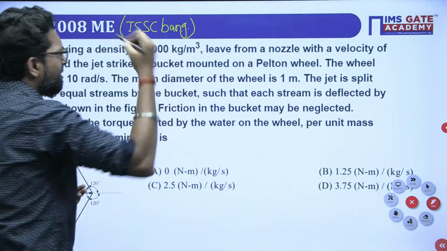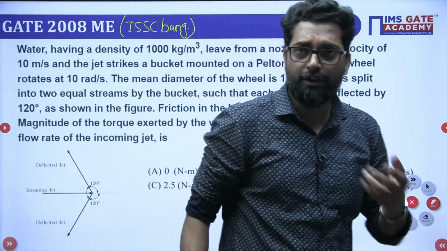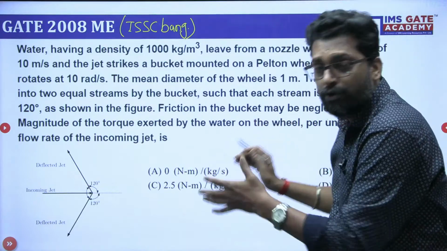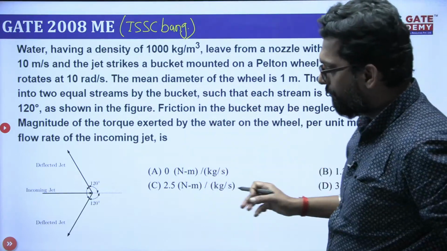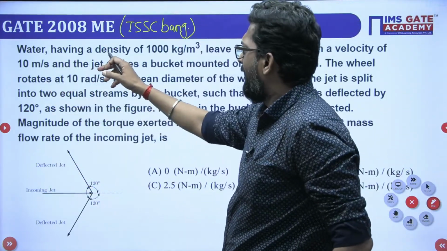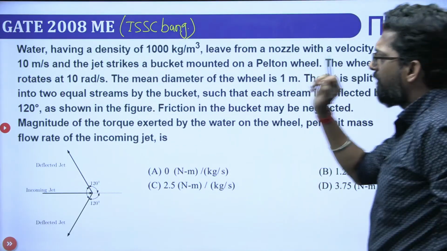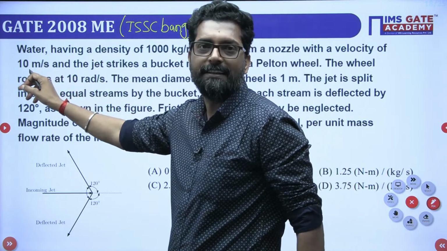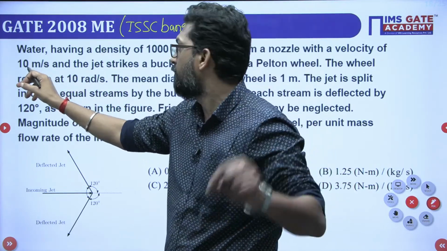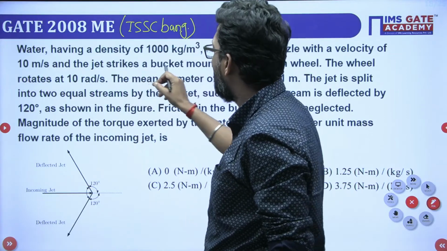This question was asked in IISc Bangalore, so this is an important question. Intentionally we have to take this one. Water having density rho is leaving from the nozzle with a velocity of 10 meter per second. That means this is your V1, in-swing from the nozzle, and the jet strikes at the bucket.